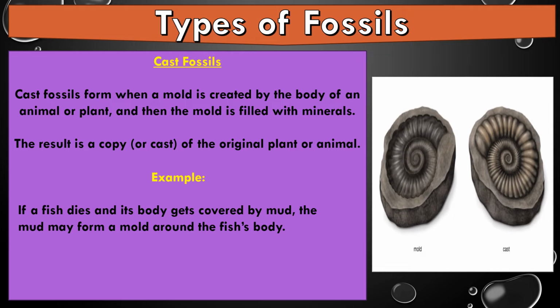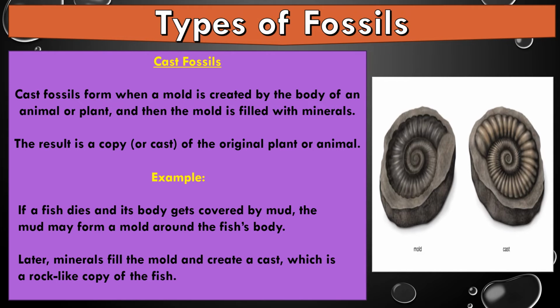Example: if a fish dies and its body gets covered by mud, the mud may form a mold around the fish's body. Later, minerals fill the mold and create a cast, which is a rock-like copy of the fish.